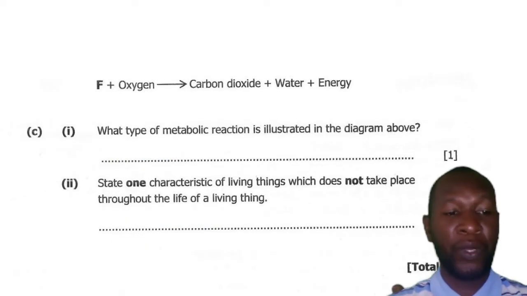Part C, 1. What type of metabolic reaction is illustrated in the diagram above? The type of metabolic reaction being shown is catabolism. Part 2. State 2 characteristics of living things which does not take place throughout the life of the living thing. The characteristic that does not take place throughout is reproduction.